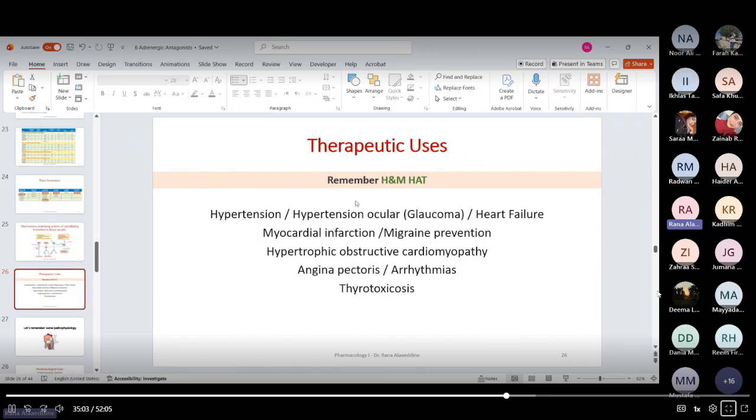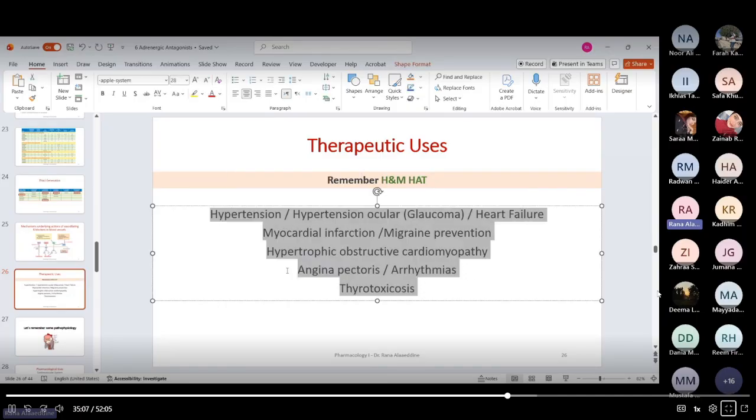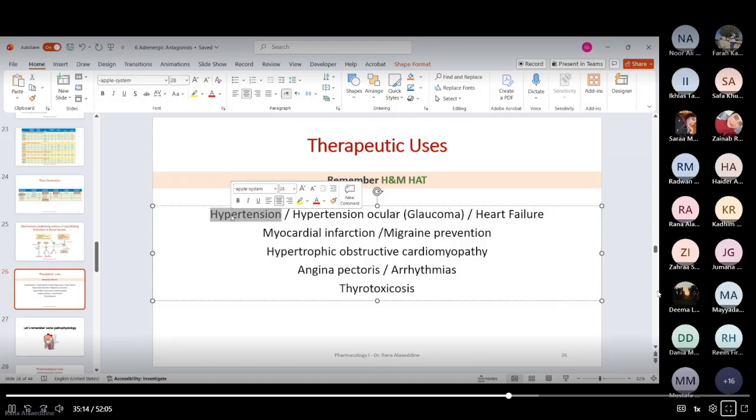Right. Therapeutic uses. Tell me, guys, which one of those you know? Do you know hypertension? Yes, we know hypertension. Okay. And do you know glaucoma? Yes, it's the hypertension in the eye. Excellent. We just explained heart failure.